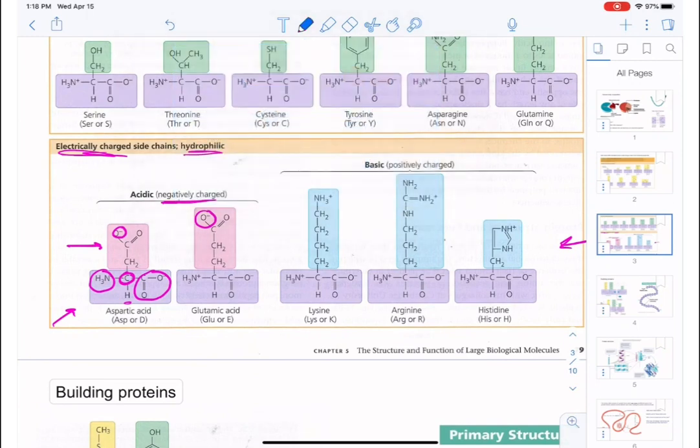Then these guys over here, these side chains are also charged, but these side chains have a positive charge associated with them. So lysine, for instance, has a positive charge associated with the ammonia group up top. Arginine also has a positive charge here. Histidine also has a positive charge.